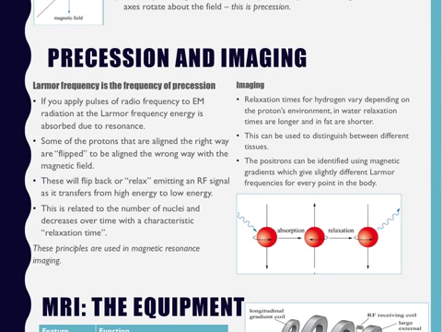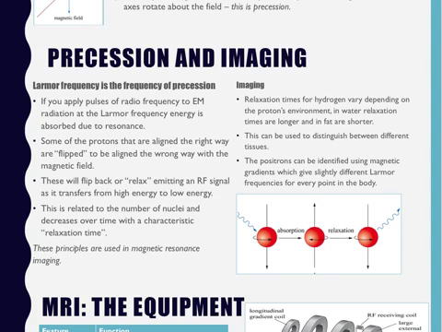If you apply pulses of radio frequency EM radiation at the Larmor frequency, energy is absorbed due to resonance. Some of the protons that are aligned the right way are flipped to be aligned the wrong way with the magnetic field. These will flip back or relax, emitting an RF signal as they transfer from high energy to low energy.